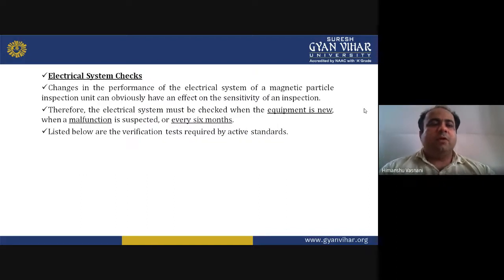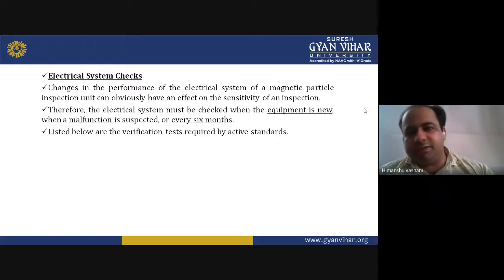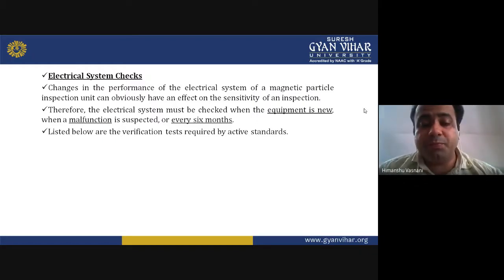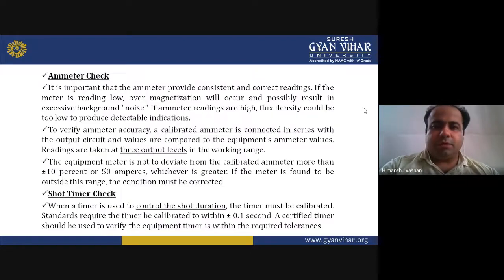So, now electrical system checks. Changes in the performance of the electrical system of a magnetic particle inspection unit can obviously have an effect on the sensitivity of an inspection. Therefore, the electrical system must be checked when the equipment is new, when a malfunction is suspected, or every 6 months. Now, the first one is the ammeter check.